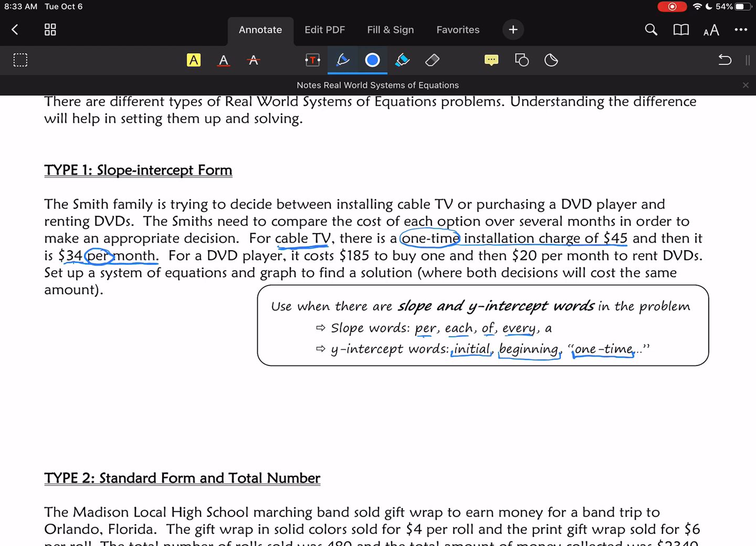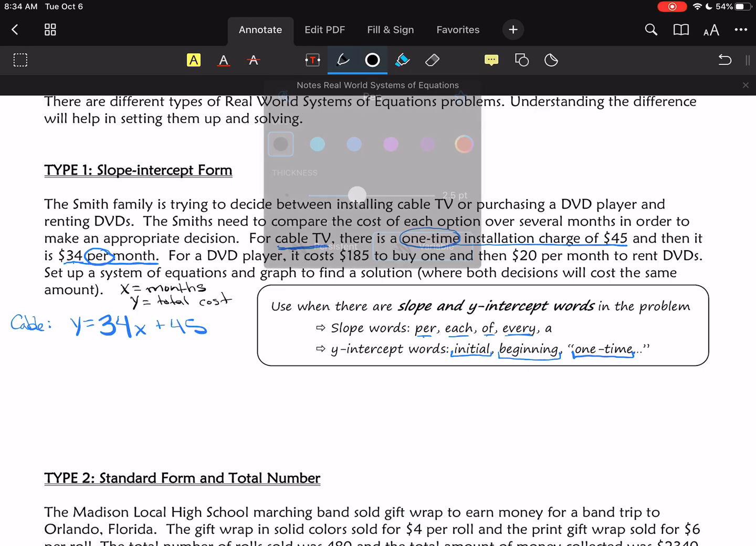Okay, so I see the per is my slope word, and I have that one-time charge, which is my y-intercept, my b value. So for cable TV, and I'll do this in blue, we're going to have y equals, so we have the $34 per month. So 34x, and then the one-time installation charge of $45, so plus 45. So in this problem, my x represents the number of months, and the y is the total cost. Okay. Now, let's keep reading.